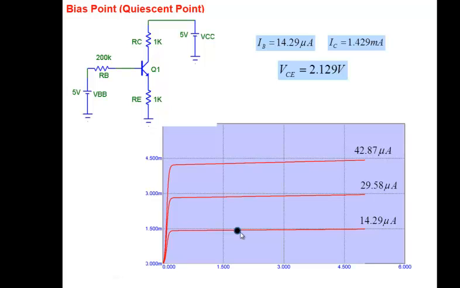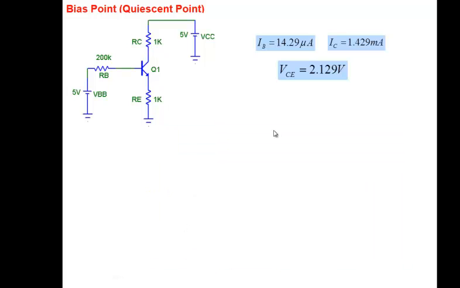I increase RC. Now, remember, if I increase RC, start looking at this picture here. If I change RC, will it change my base current? Base current is determined by this loop here. Remember, it's this loop. So it's not going to change my base current. Base current is going to remain the same.